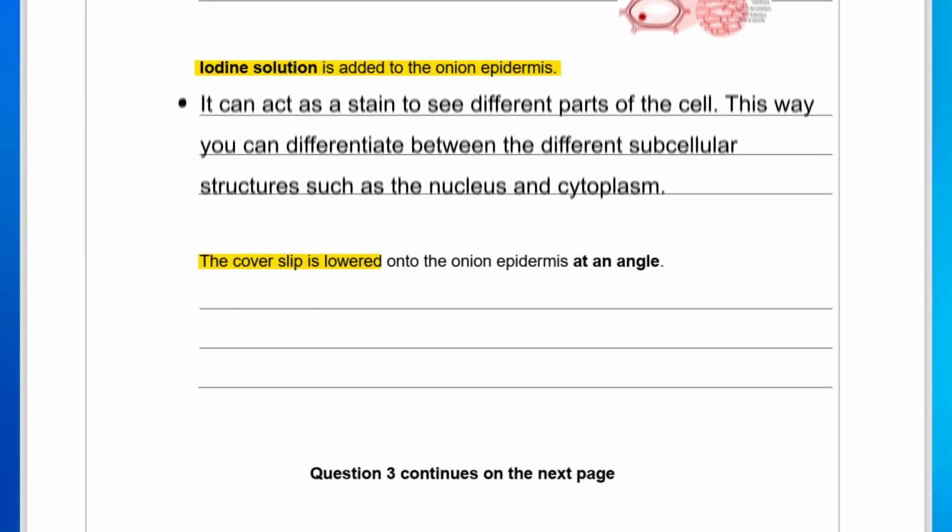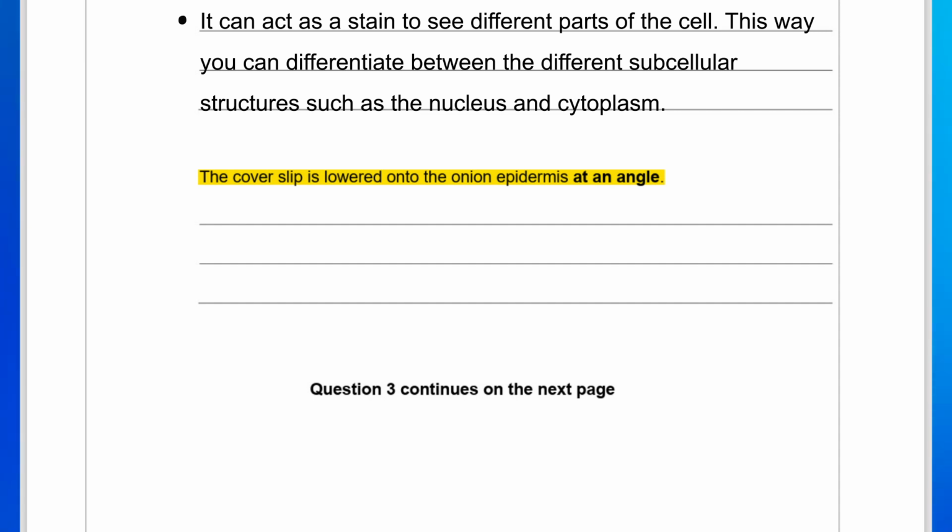And the final part of this question, why is the cover slip lowered onto the onion epidermis at an angle? And this is to prevent or reduce air bubbles.